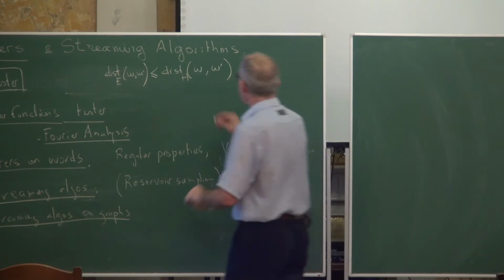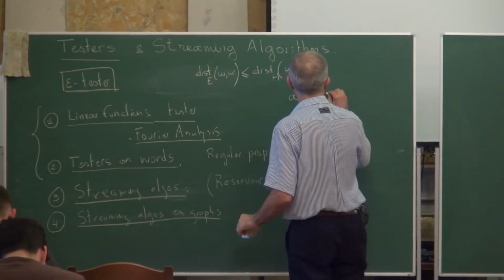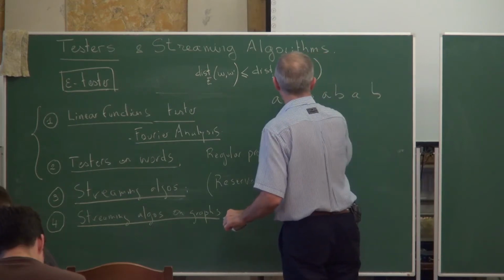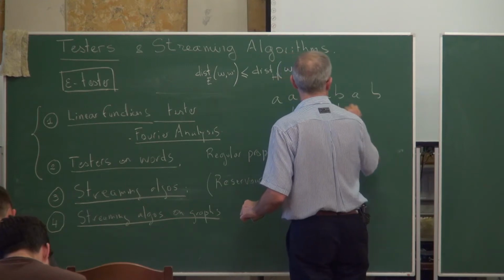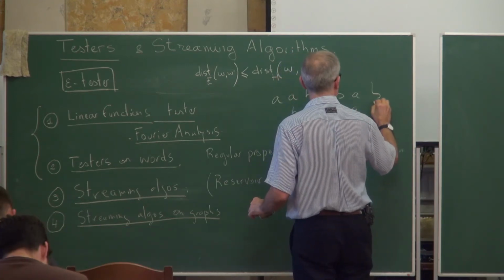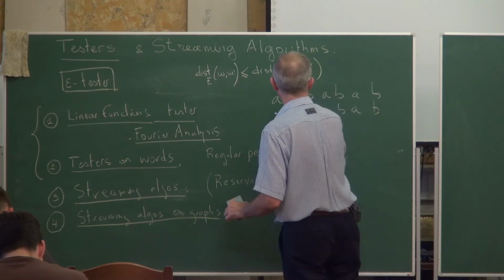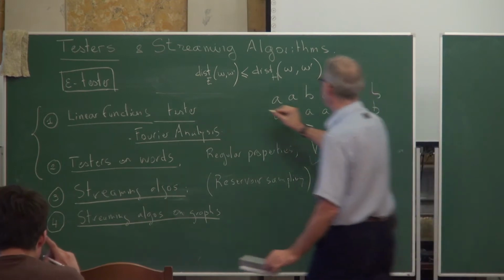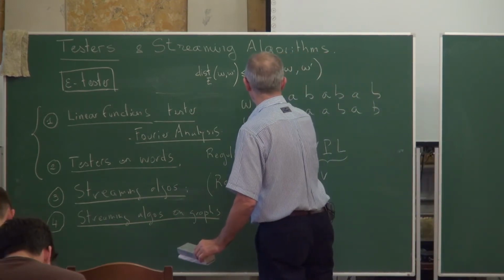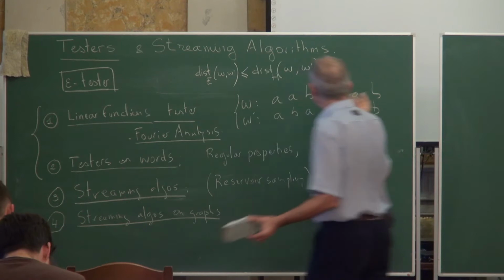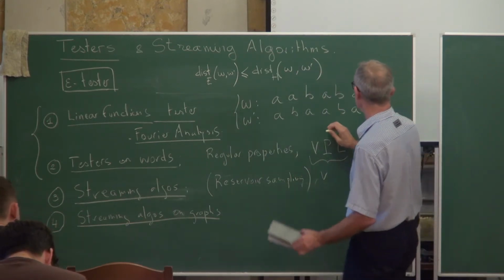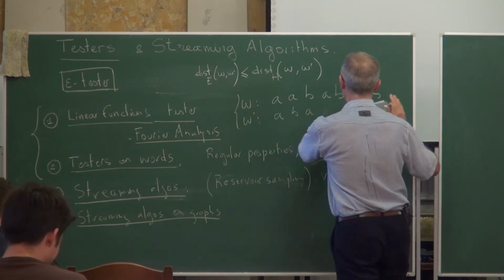Okay? So for example, what is the distance between, let's say, for example, okay. So if here two words. Okay, so if you're talking about Hamming, they differ almost everywhere. Not quite. Let's see. That's not what I wanted.